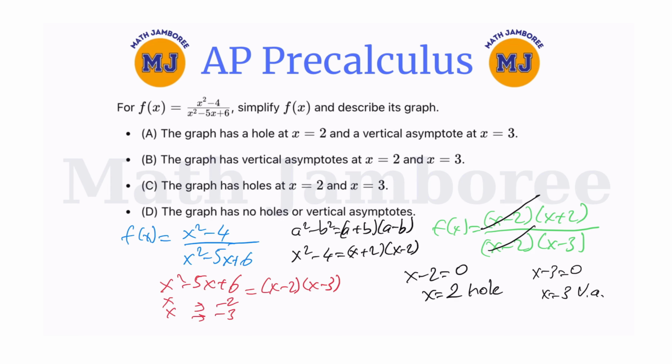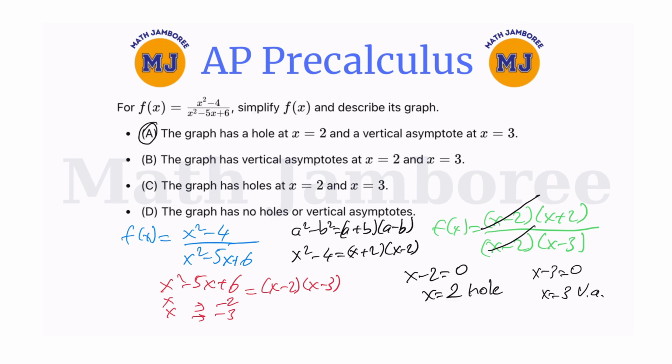So if you just go through the choices, choice A says the graph has a hole at x equals 2, yes, and a vertical asymptote at 3, which is exactly what we found, didn't we? So it perfectly matches our solution.